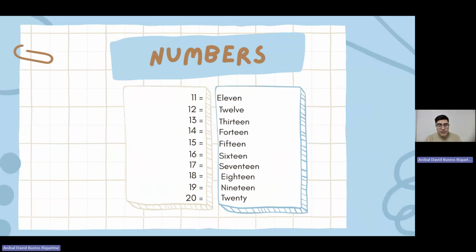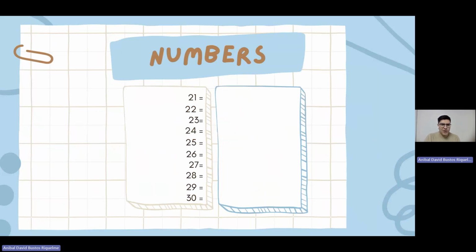So these numbers are, let's repeat them again, 11, 12, 13, 14, 15, 16, 17, 18, 19, and 20. Now, what's the next number according to you? What is this number that's coming next? Can you imagine what this number is?